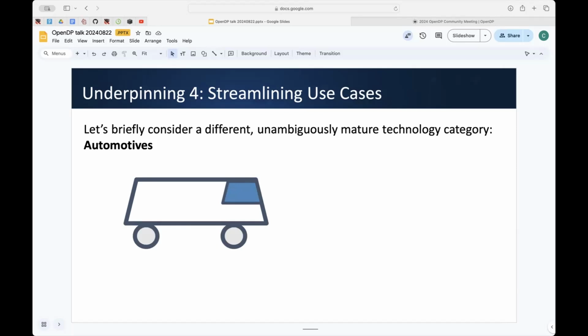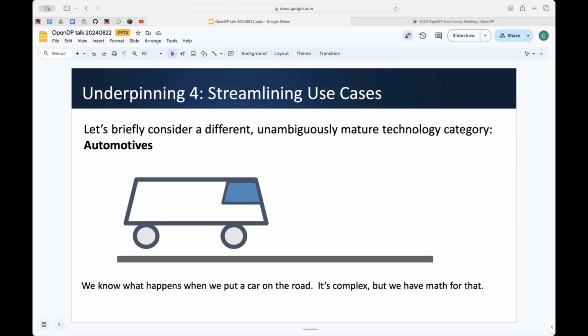We know what happens. Okay, she got an automobile. An automobile is an object. It interacts with the world. It has some defined physics rules. It has some things we need to worry about for safety.